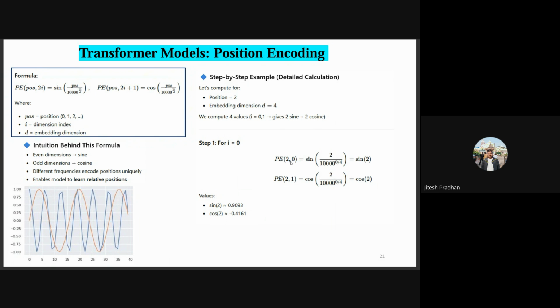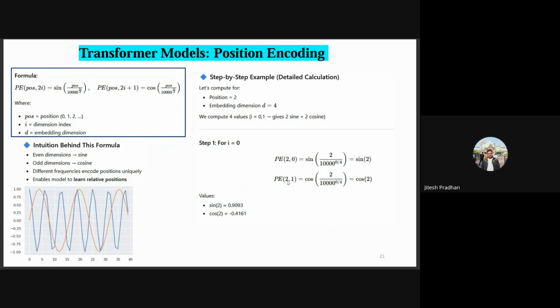It's for odd position, even position. It's for the even position, so we are using sine of 2 divided by 10,000 power 0. Why? Because 2 into 0 will be 0, divided by d, whose value is 4. So it is nothing but sine 2. So sine 2 is nothing but 0.9093.